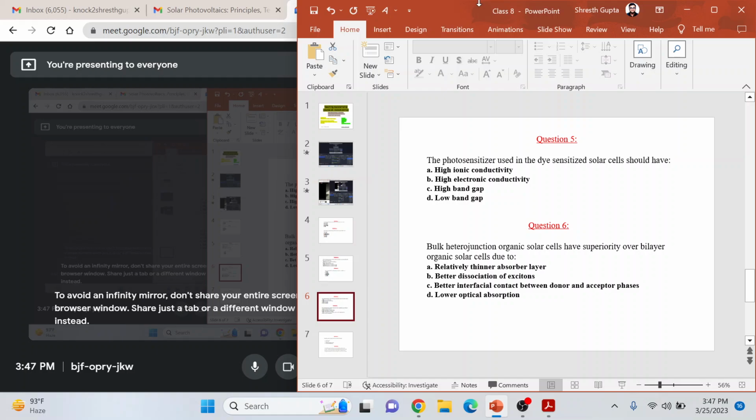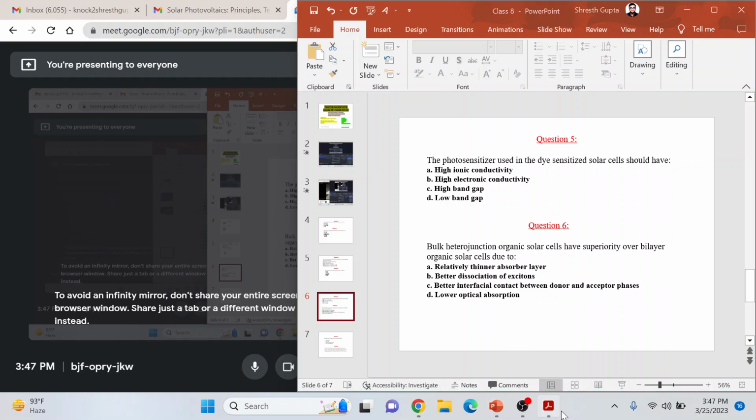They are superior not because they have a relatively thinner absorber layer, but because of the heterojunction formation between them. They have better dissociation of excitons, because the property of one layer and the property of the second layer forming the heterojunction both come into the picture, and due to the interfacial contact between the donor and acceptor phases forming the heterojunction, it shows better efficiency and better fill factor. So the correct options are B and C, I guess.